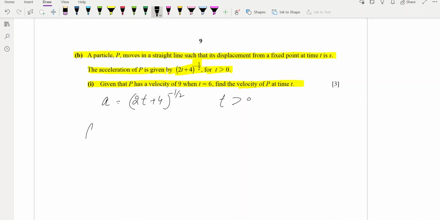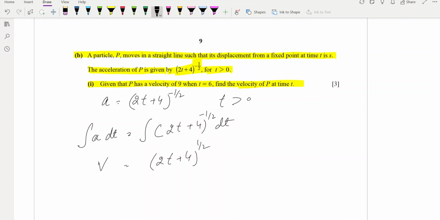If we take the integral of a dt, this will give us v, the velocity. So we will take the integral of 2t plus 4 raised to the power minus 1 by 2 dt. If we integrate this, this side will be velocity, and this will be 2t plus 4 raised to the power minus 1 by 2 plus 1, which is 1 by 2, over 1 by 2, and the derivative of 2t is 2, which we write over here, plus the integral constant c.